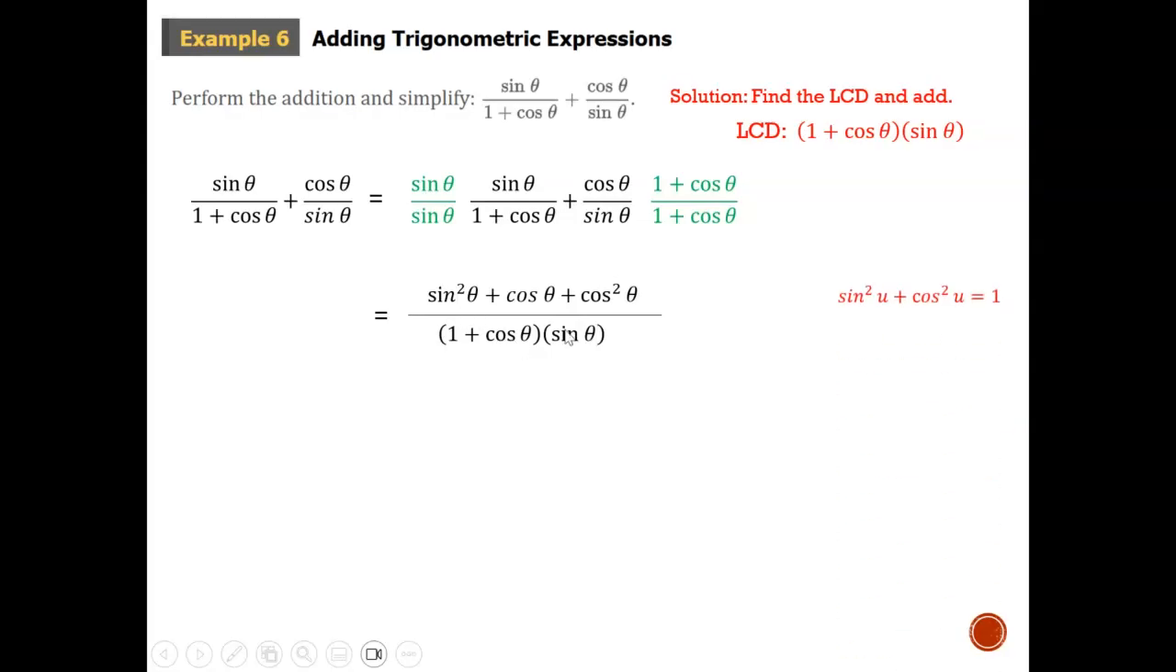Now here, guys, notice that sine squared plus cosine squared is equal to 1. So I know that sine squared theta plus cosine squared theta is equal to 1. So I'm going to have 1 plus cosine theta on top, because cosine squared theta plus sine squared theta equals 1. That's where the 1 comes from. On the bottom, we have the same thing, 1 plus cosine theta times sine theta. So now these are the same, so those will cancel, or they simplify to 1. So it's going to give us 1 over sine theta, and 1 over sine theta is equal to cosecant theta. So that's my result right there.